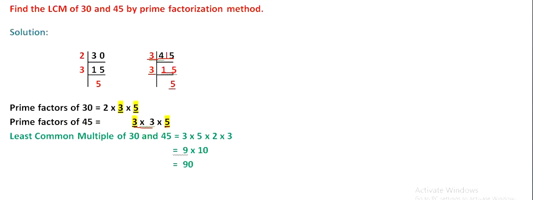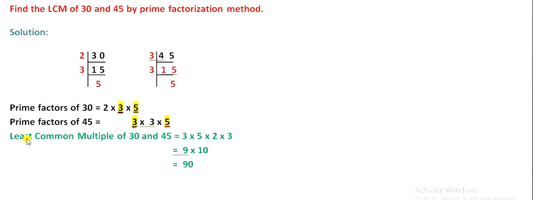After we finish all these things, the next step is to underline the common factors. So 3 and 3 is a common factor, here we underlined 3 and 3. 5 is also a common factor, we underlined it. We have non-common factors 2 and 3.